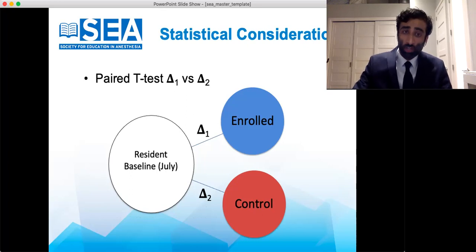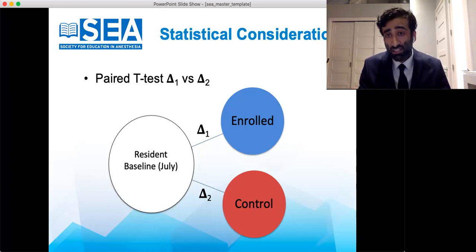So we compared all data, all outcomes, using paired t-tests for the relative change. So we saw how residents were impacted when they were enrolled in the program, Delta 1, and also how they changed when they were not enrolled in the program, Delta 2, and then compared those differences.